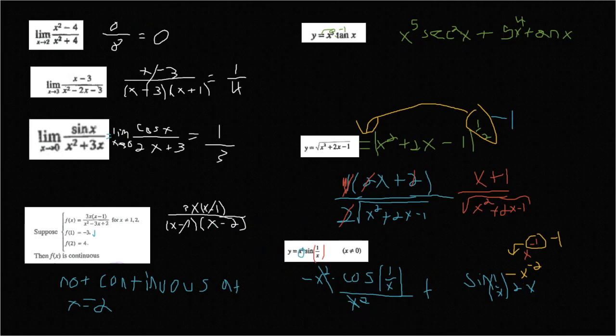And so if I wanted to write this all cleaned up and just kind of not have a negative sign to start off with, you'd have 2x sine of 1 over x, minus, these x squareds cancel out, but you still have to have this minus sign. So you have cosine of 1 over x.